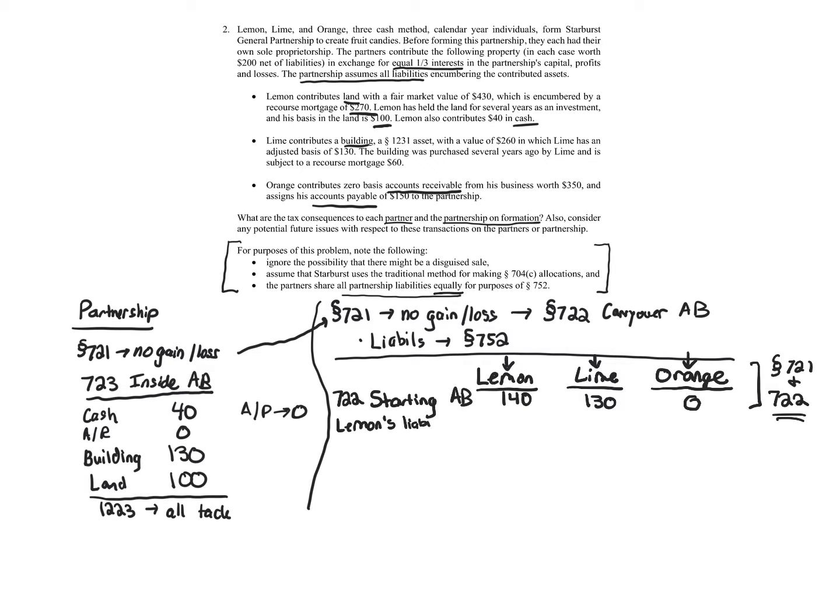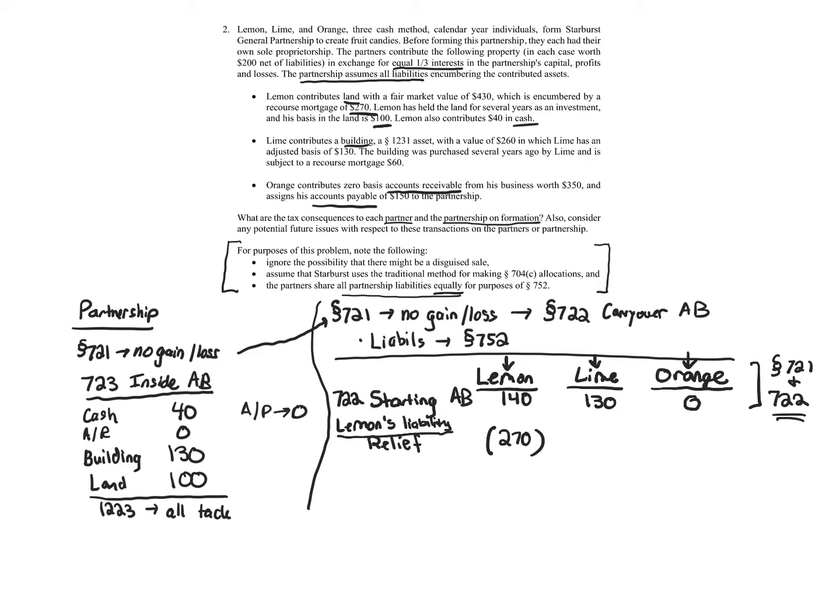So start with Lemon's liability. The first thing you want to do is note relief. So relief of liability under Section 752 is treated as a deemed cash distribution. It's as if Lemon, right, who has the relief, is getting a cash distribution, and cash distribution reduces your basis. We're going to talk more about distributions later on as well, so you have to kind of keep these simple rules in mind. Distribution reduces basis. So the relief amount to Lemon is $270.